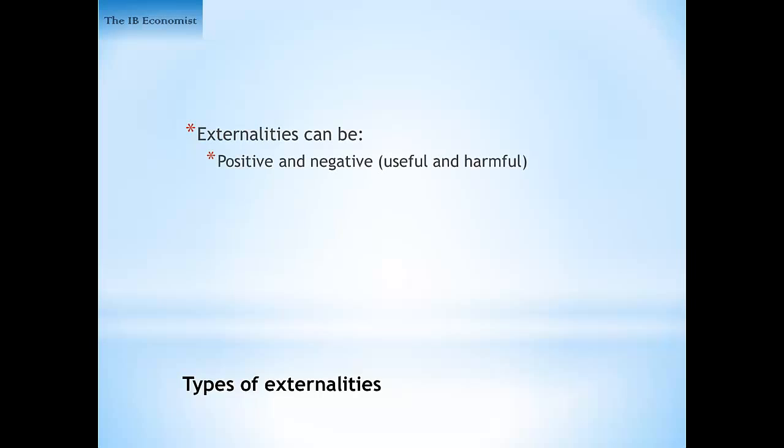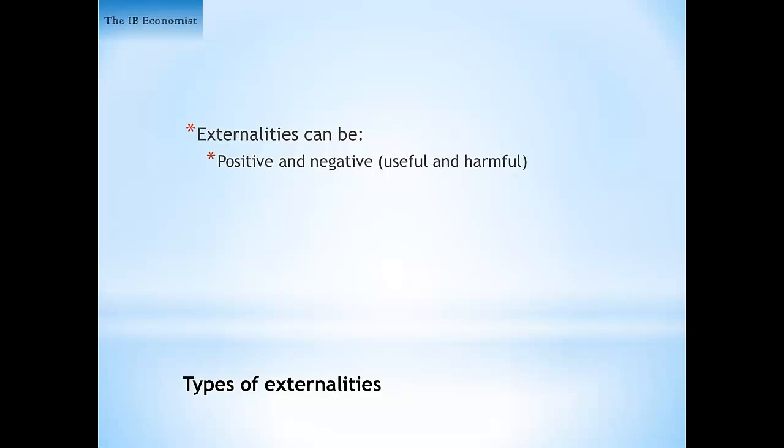We can summarize the following two types of externalities. First of all, we can have positive and negative externalities. For now, you can think of them as useful and harmful, though I must warn you, this is a simplification of positive and negative.